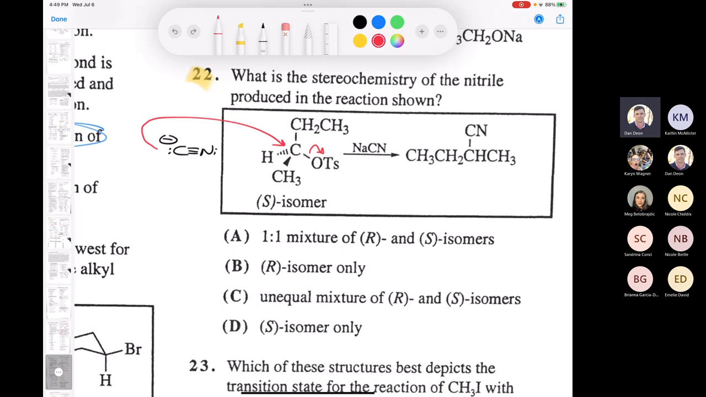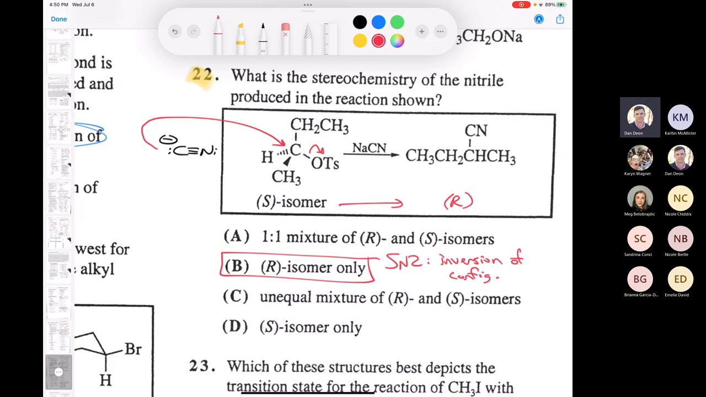So if it's SN2, that means we're going to go from S, and we're going to make the R isomer. So we're going to end up with the R isomer only because we know that SN2 occurs with inversion of configuration. Or put another way, we go from R to S or S to R. Beautiful.